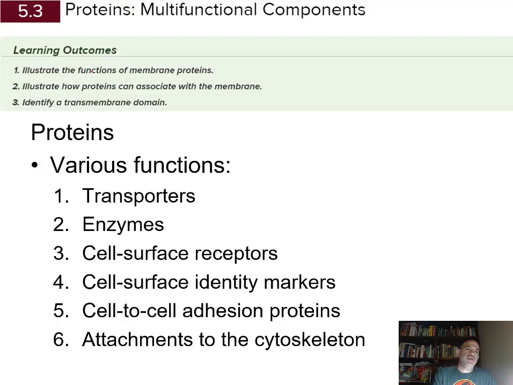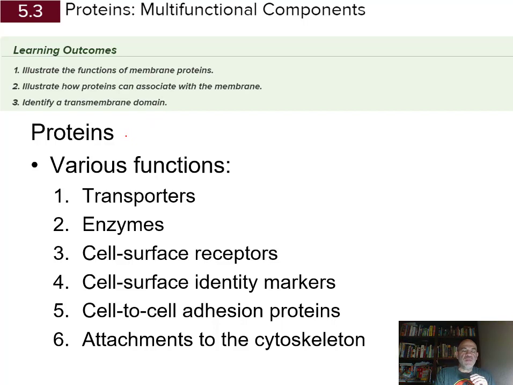So in this section 3, we're going to look at proteins specifically, the different types of proteins you find in the plasma membrane. Your learning outcomes here are going to be to illustrate the functions of the membrane proteins. That means just be able to describe them and what they do, and then illustrate how proteins can associate with the membrane. How are they actually placed within the membrane? And then your third objective is to identify transmembrane domains.